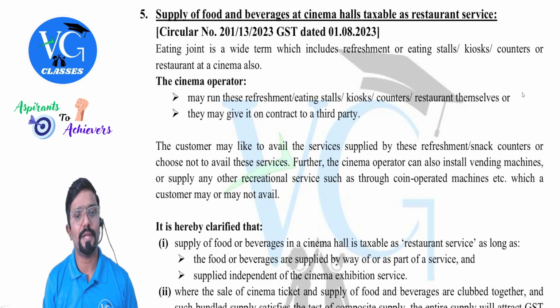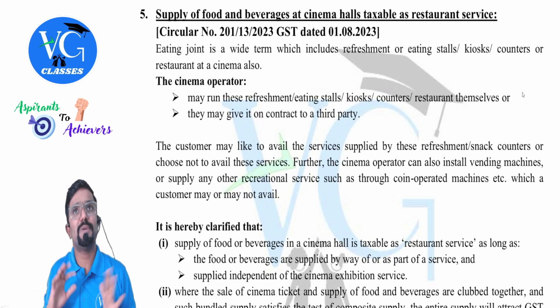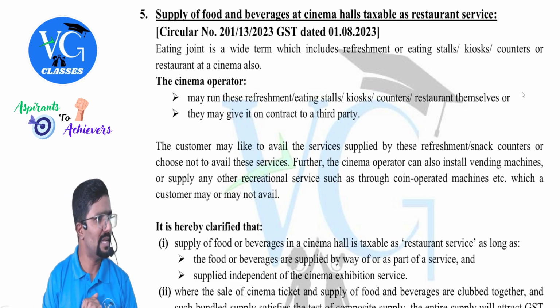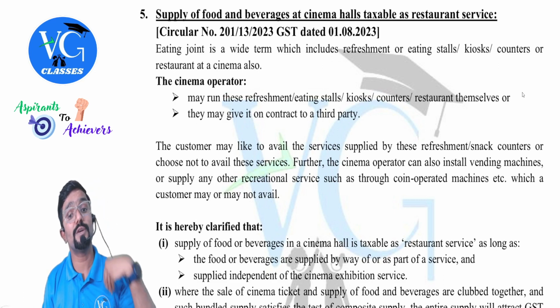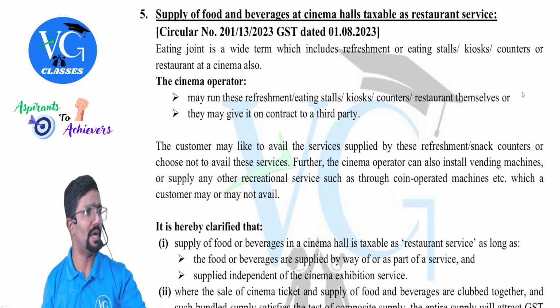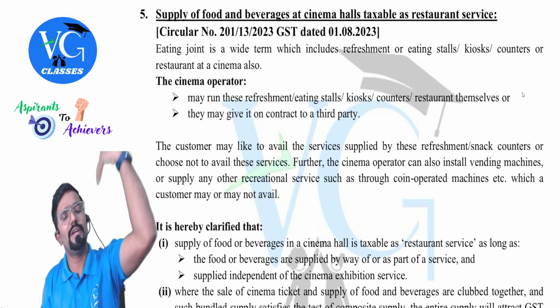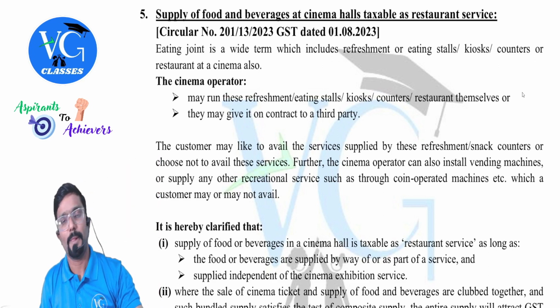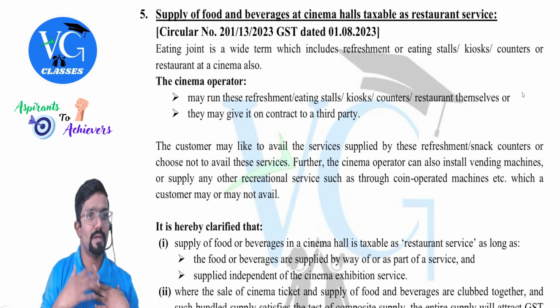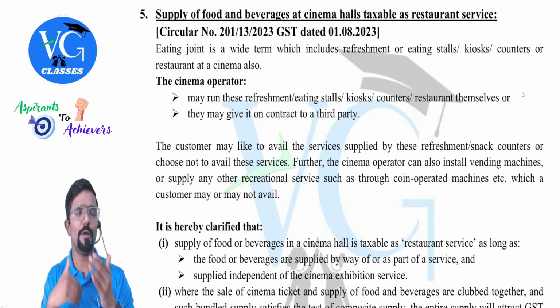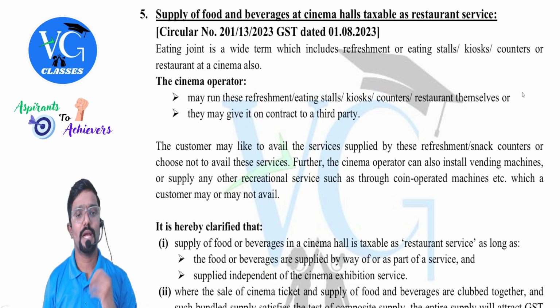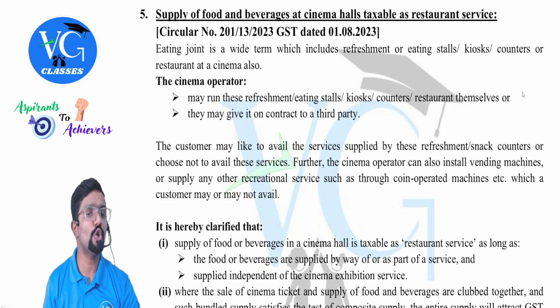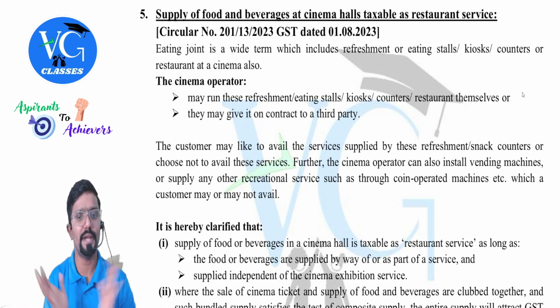The cinema operator may run the refreshment stalls, kiosks, counters or restaurant themselves. Especially when it is a PVR, they run the restaurant themselves. Whereas they may also give it on contract to a third party. Some theaters do that. They will not run the restaurant; they give the space for rent to someone else, an outsider, who keeps the items there and sells them. The customer may choose to avail the services or not. It is purely a choice, not mandatory.